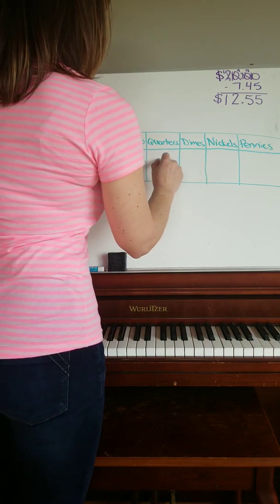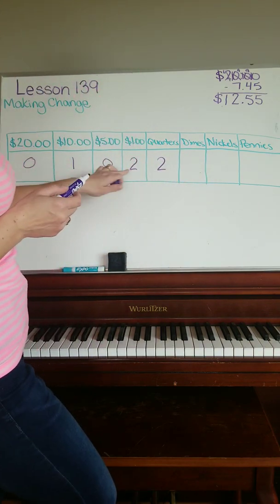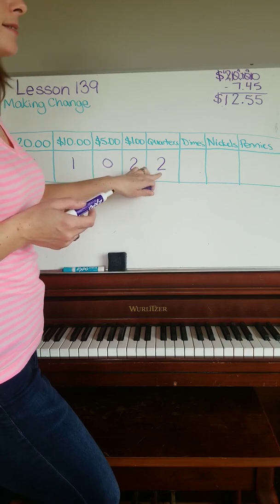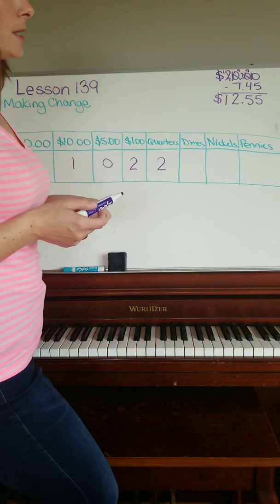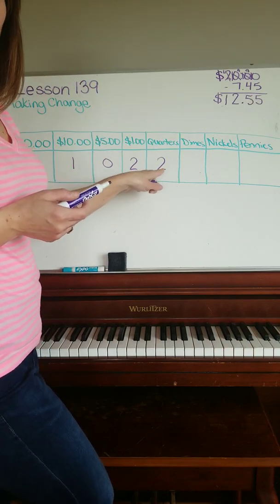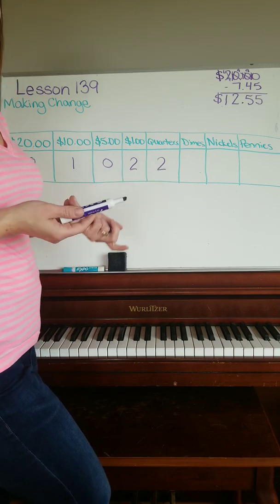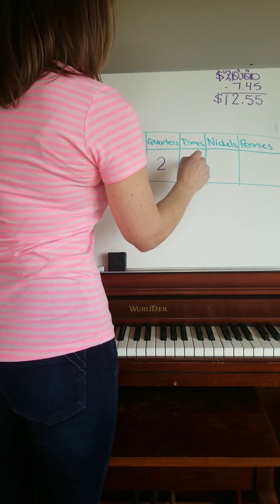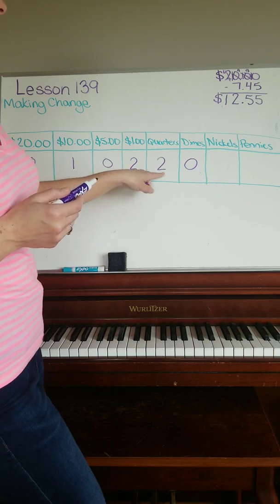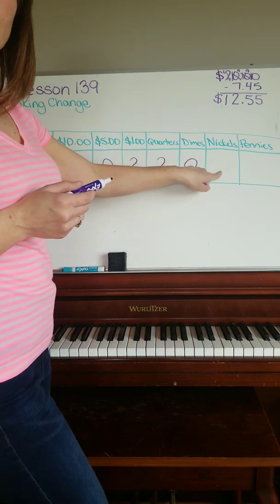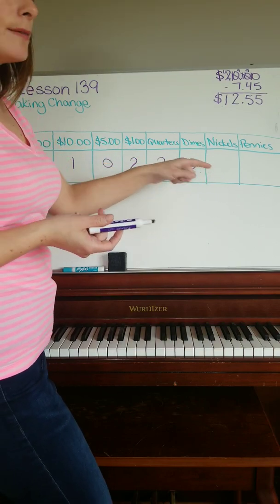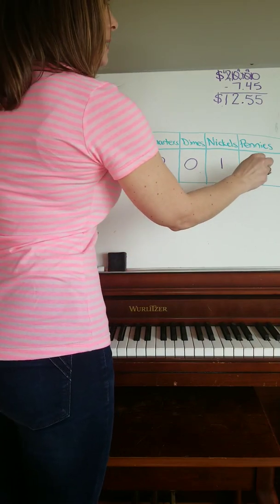Okay, we're getting really close. Right now we're at $12.50. I only need $12.55. Can I use any dimes? I'm at 50 right now. No, that would be too much, so I can't use any dimes. Okay, $12.50. How many nickels do I want? Just 1. That would be $12.55, and I don't need any pennies.